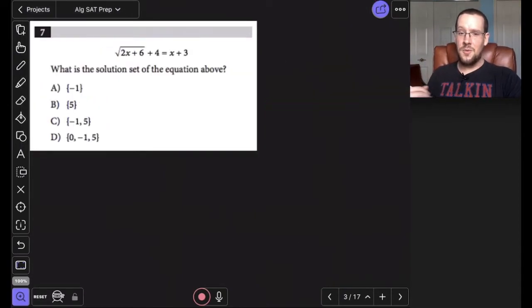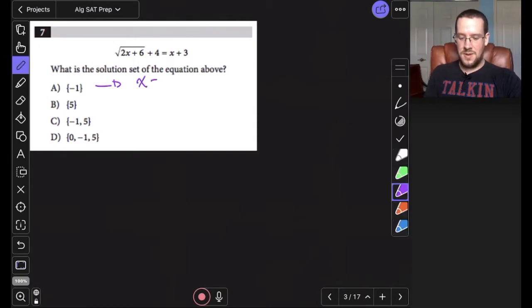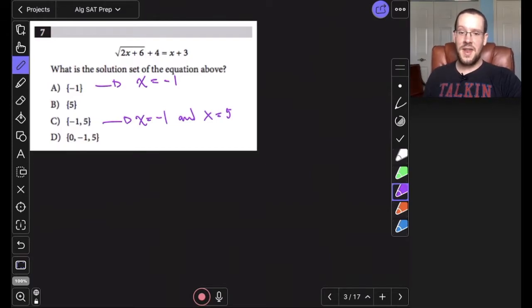Another problem where they want to know, do you speak math? What is the solution set for the equation above? What that means is, A would be that x is equal to negative 1. And for C, it would mean that x is equal to negative 1 and x is equal to 5. Or x is equal to 5. You would have what we call an extraneous answer. With that out of the way, let's just go ahead and solve for x and see which one of these is possible.